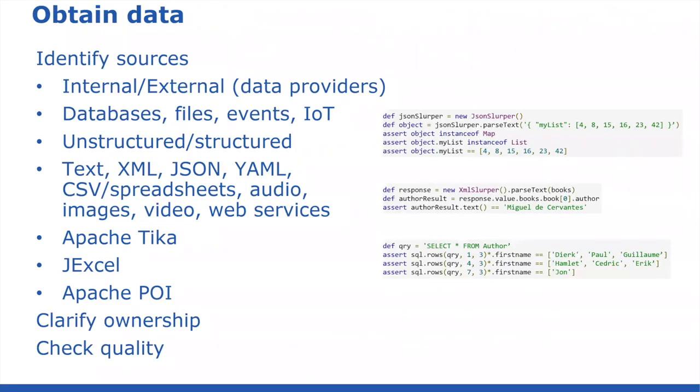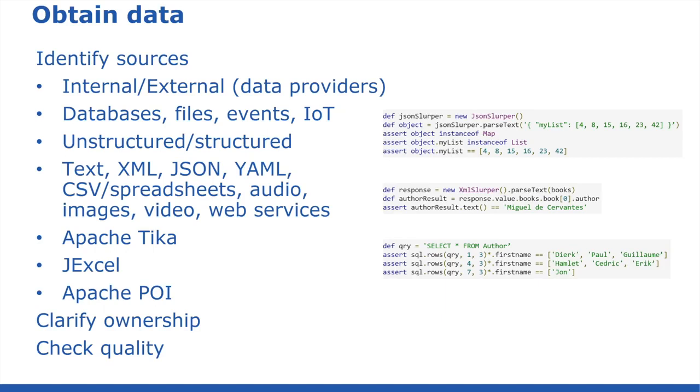The first thing you might want to do is obtain your data. So you're going to identify the sources of data, and you'll be doing things like clarifying the ownership and checking the quality. That's all understood. What are the sources? You'll need to check. Some of them might be external data providers. Some will be internal. You'll have different kinds of data. You'll have databases. You'll have files, events.